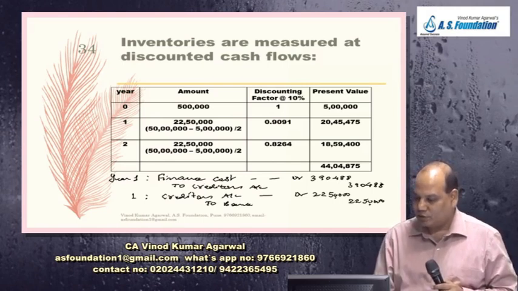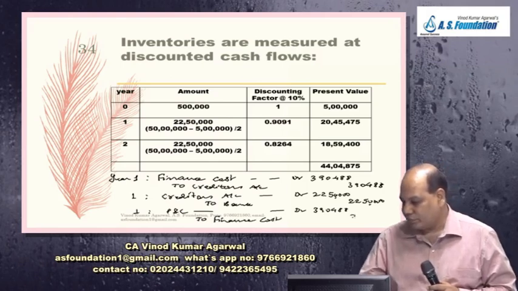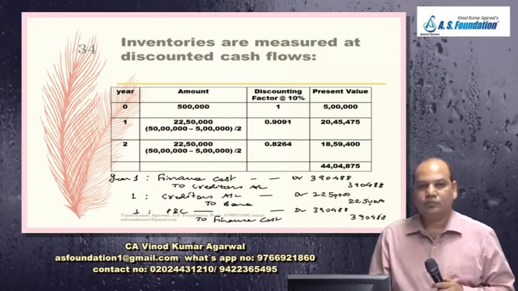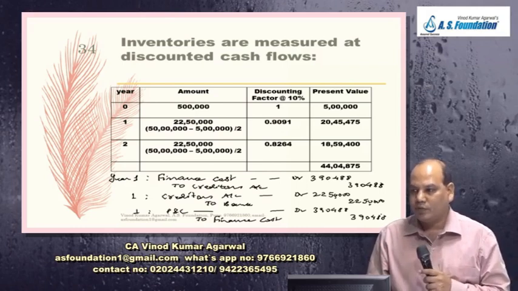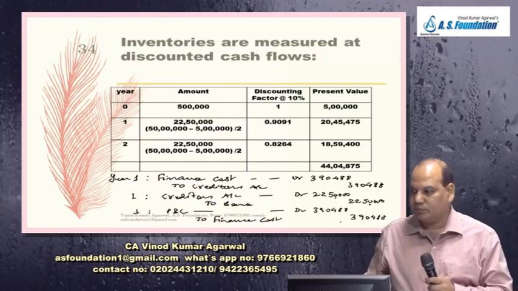And what will you do with this finance cost? P&L account debit 390,488 to finance cost 390,488. Close the first year.